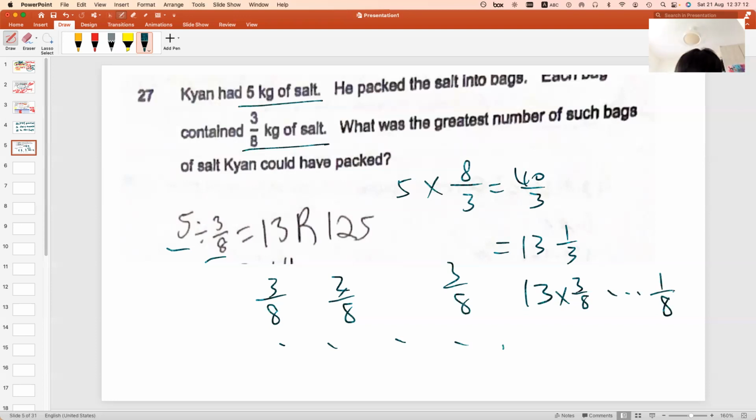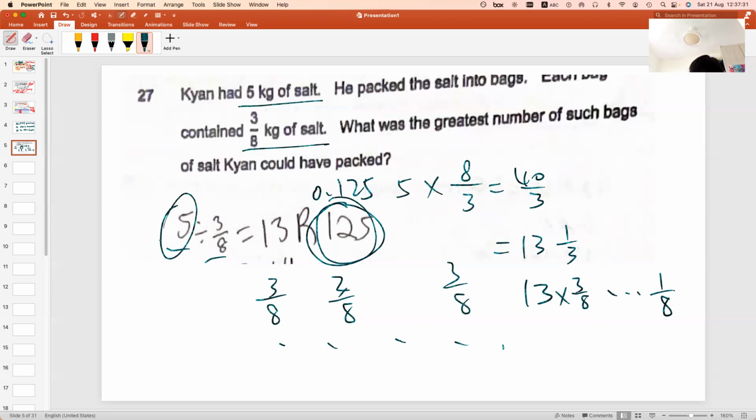1/8 left. I completely don't understand how come you get 125. There is no way you can get 125 unless you tell me you get 0.125. Then I agree with you. How can you get 125 as a remainder? The total is only 5. That's why I say it doesn't make sense to me.